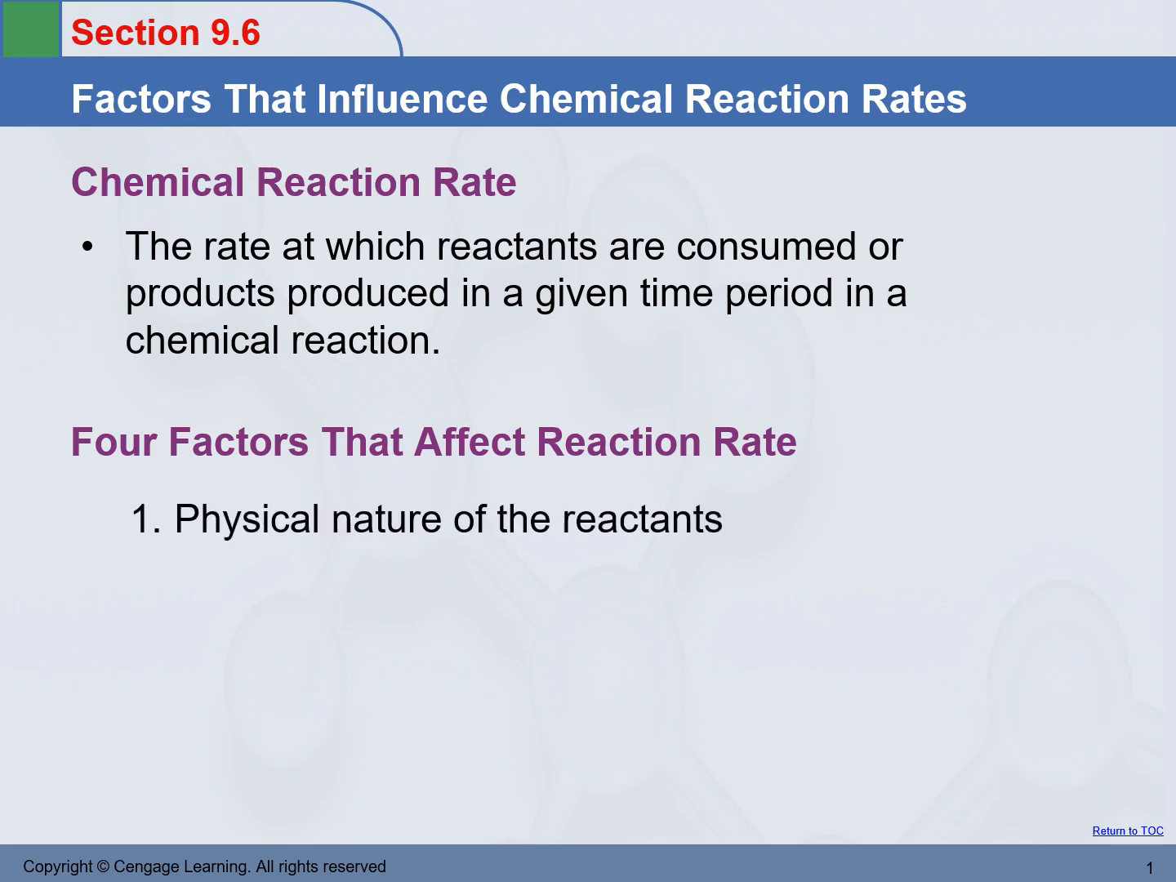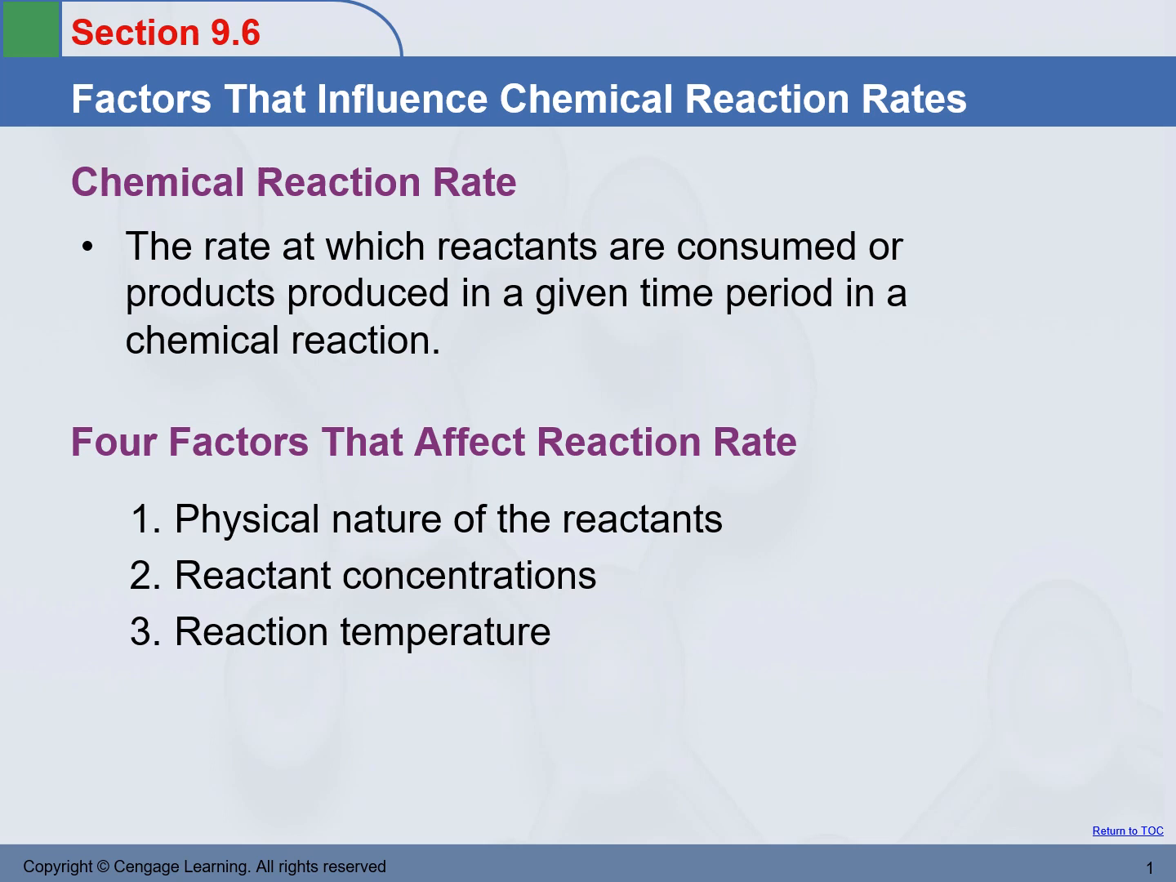So there are four factors affecting the chemical reaction rate. Number one, the physical nature of the reactants. Number two, reactant concentrations. Number three, reaction temperature. Number four, the presence of catalysts.